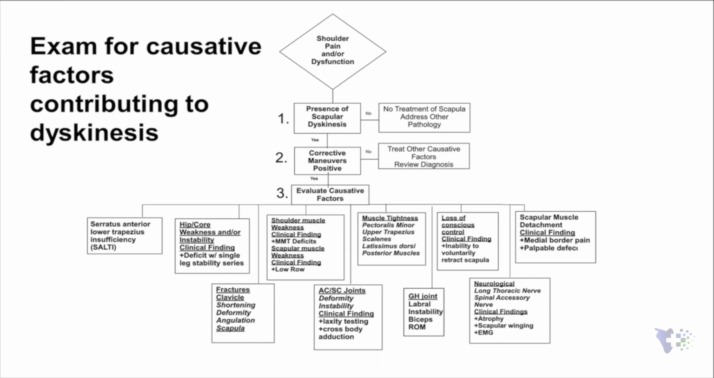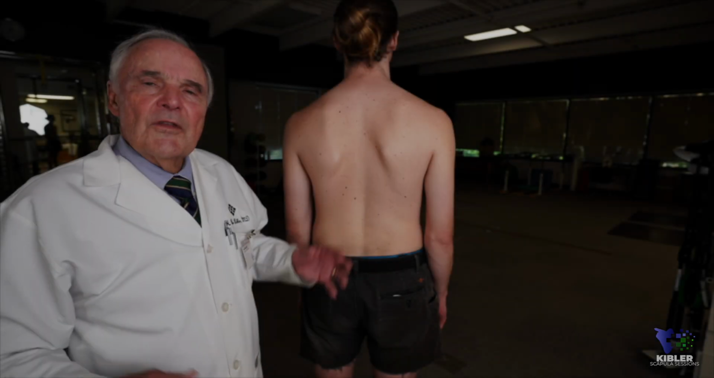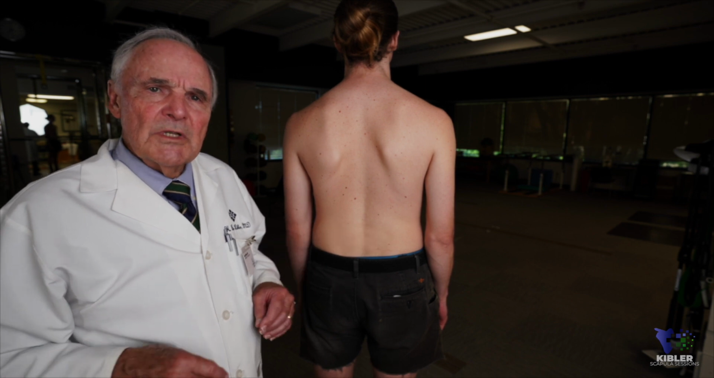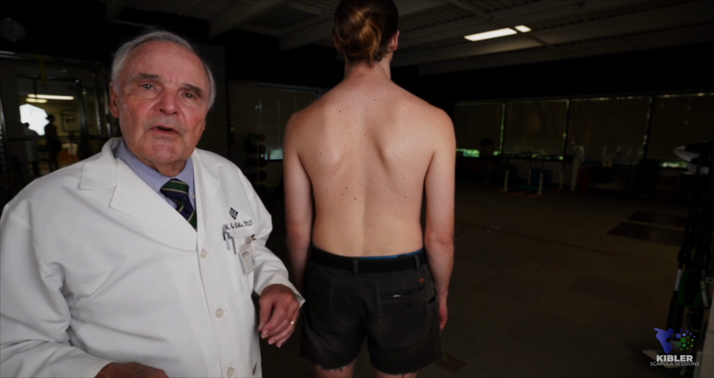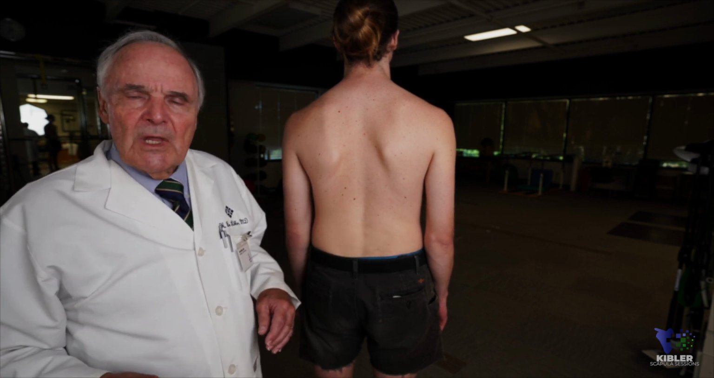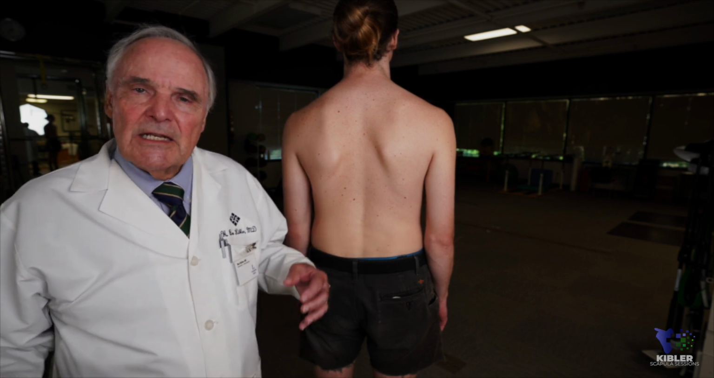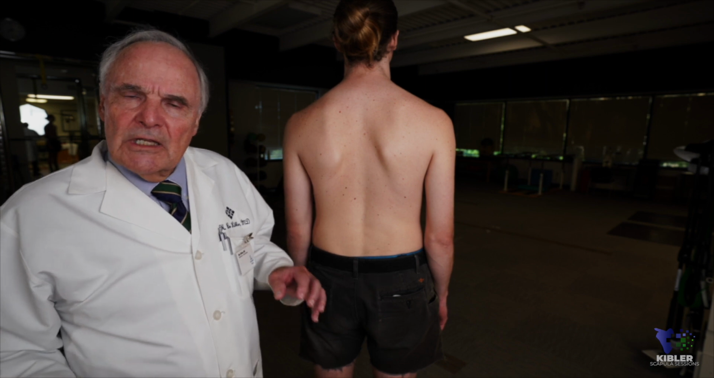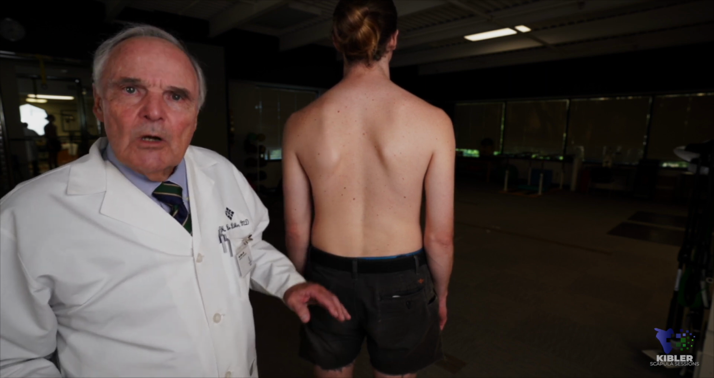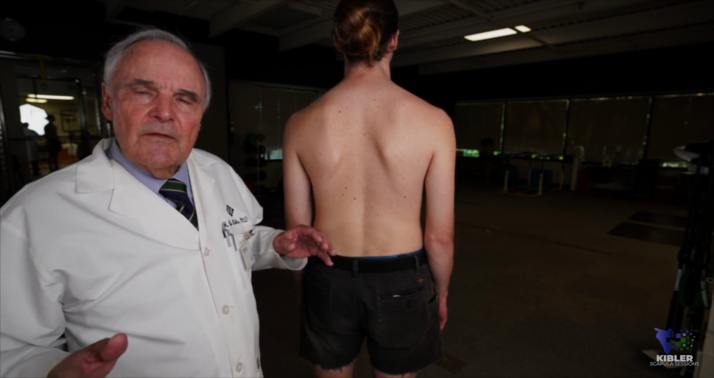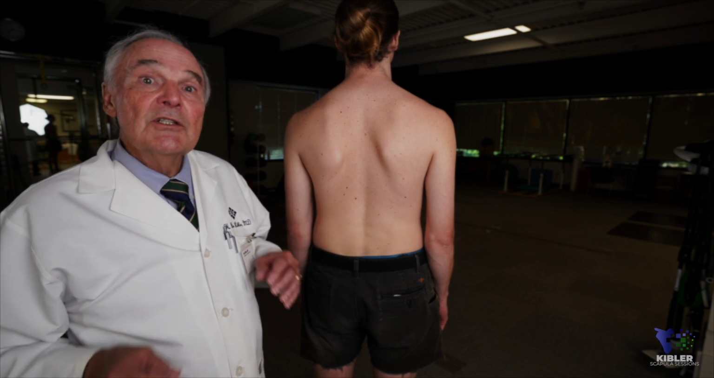We will spend the rest of the time now on the exam illustrating part 3, how we evaluate the causative factors. This patient has had a history of problems in his left shoulder for about 2 months following a traumatic injury. He's had trouble with forward flexion, overhead position, and pain in the arm. So we'll start the exam from the ground up. We'll look at the ability of the hip and core to maintain stability.